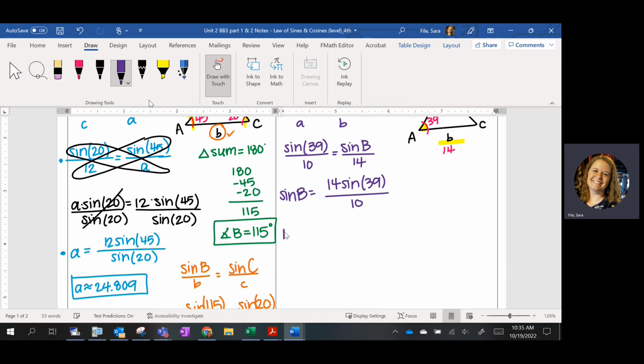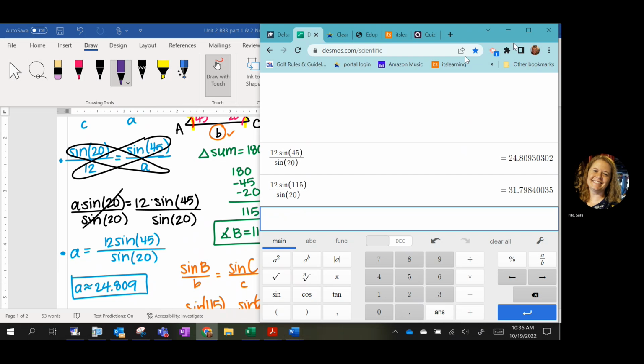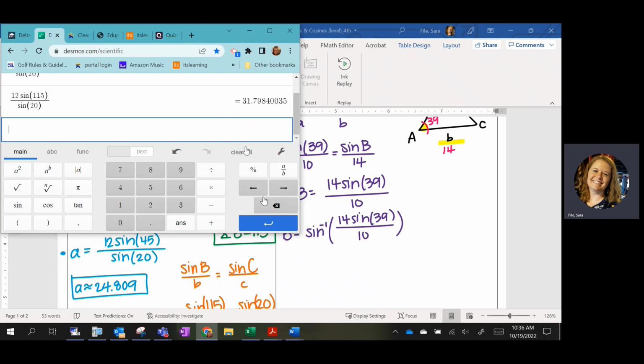So I'm going to get B by itself by doing inverse sine of all that. If you wanted to do that step first and get a decimal, and then do inverse sine of that, that's okay, as long as you do inverse sine of the entire decimal, not a rounded version of it. Or you can just enter it all at once, which is what I'm going to do. Go over to this side now.